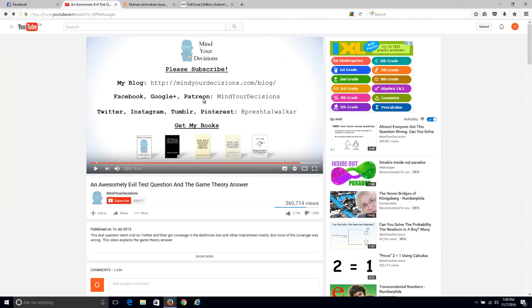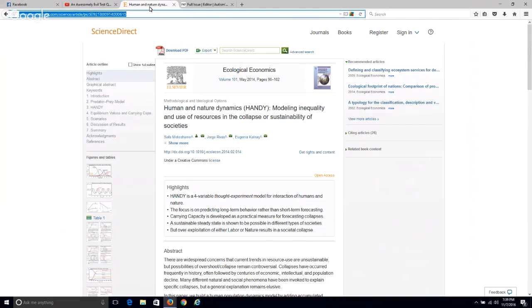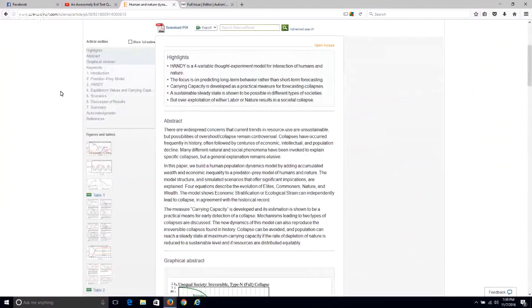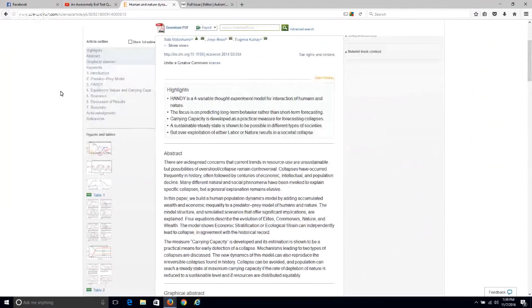There was a paper done back in 2014 called Human and Nature Dynamics, the Handy model, which basically took a look at the collapse of previous societies, the Roman Empire, the Chinese Empire, etc. In their abstract, they found 2 major important things. The first major aspect of why societies fell was overexploitation of resources and increased economic stratification.